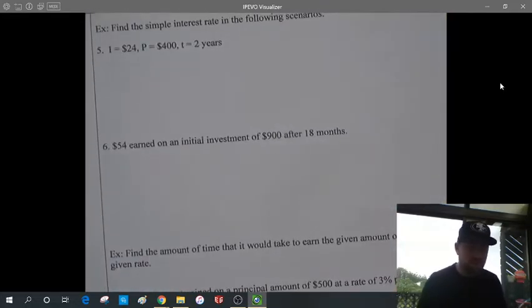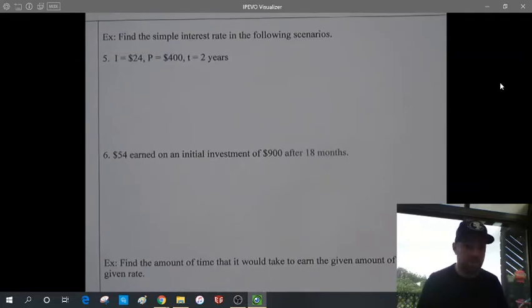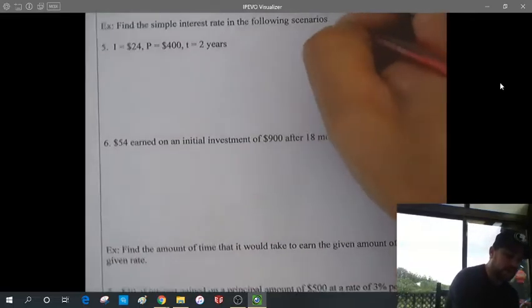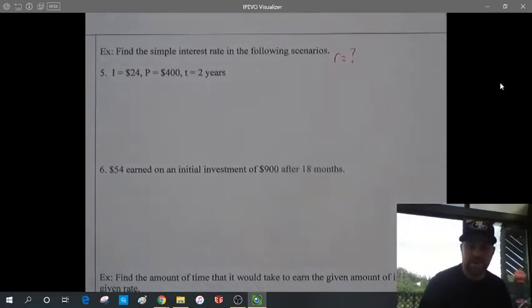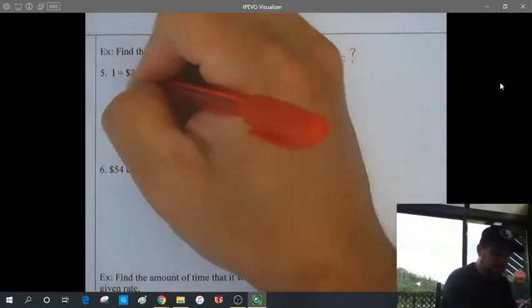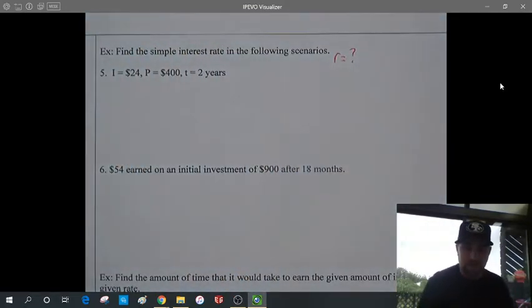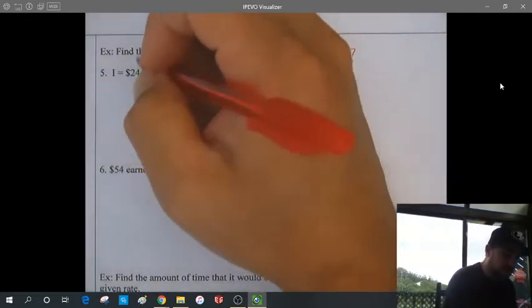All right, but we can make other calculations with the simple interest formula. So in these scenarios, we're going to know the interest, we're going to know the principal, we're going to know the amount of time. What we're going to be finding is the interest rate. So this means that R is our unknown this time. So this is examples where we want to know what the rate is. So we're trying to find R.